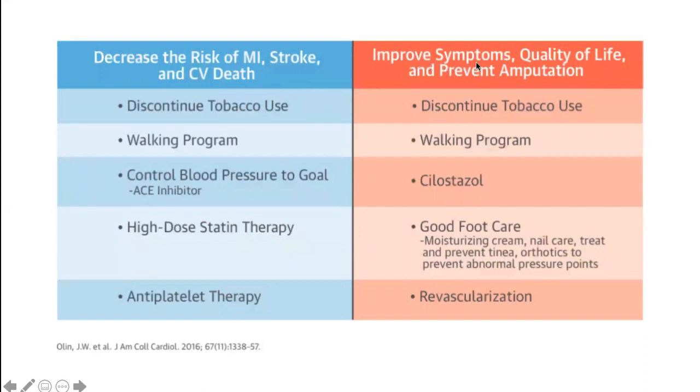What things improve symptoms of peripheral artery disease? Things that improve symptoms in peripheral artery disease, will improve quality of life and prevent amputation: discontinuing of the tobacco use, walking program, and cilostazol, and good foot care, and revascularization.